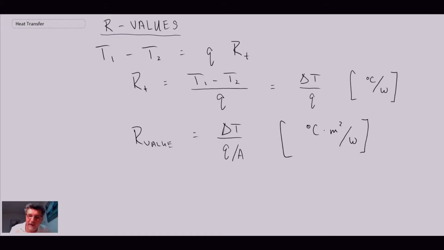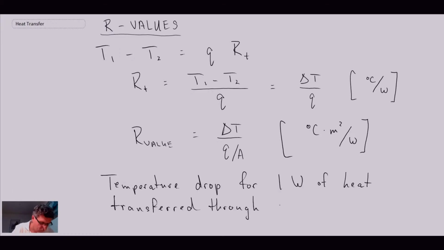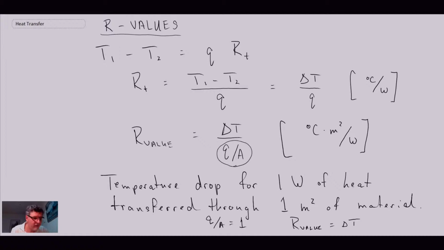A way of thinking of the R value, if we're looking at this in SI, is that it is essentially the temperature drop for 1 watt of heat flowing through 1 square meter of material. So 1 square meter in terms of the area. So you can see if you have 1 watt and 1 square meter, Q over A is going to be equal to 1. If you put 1 into this equation, then the R value is equal to delta T, and that's how we get that relation.